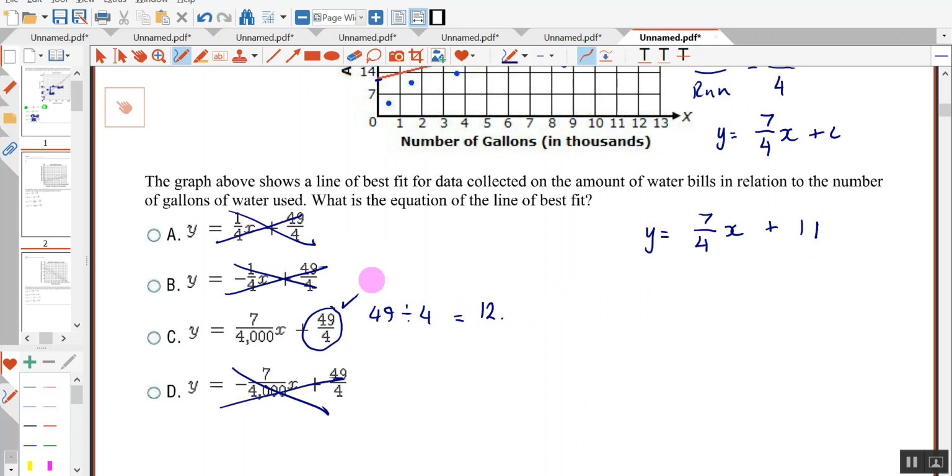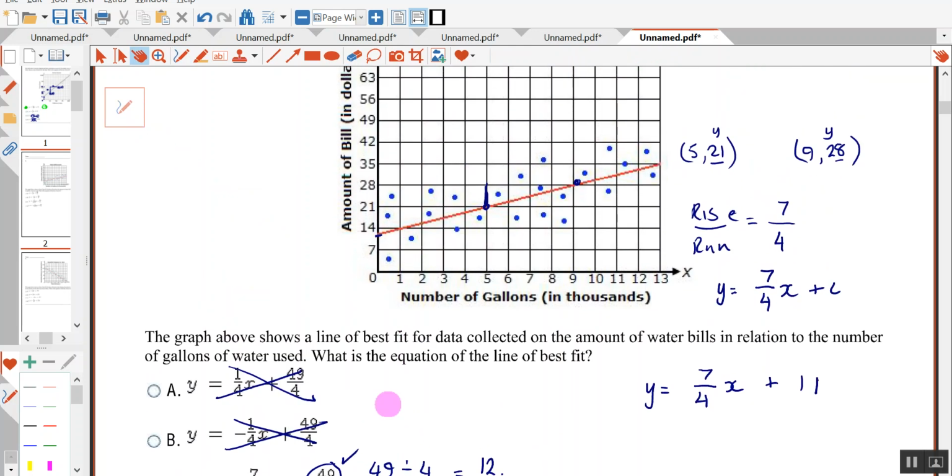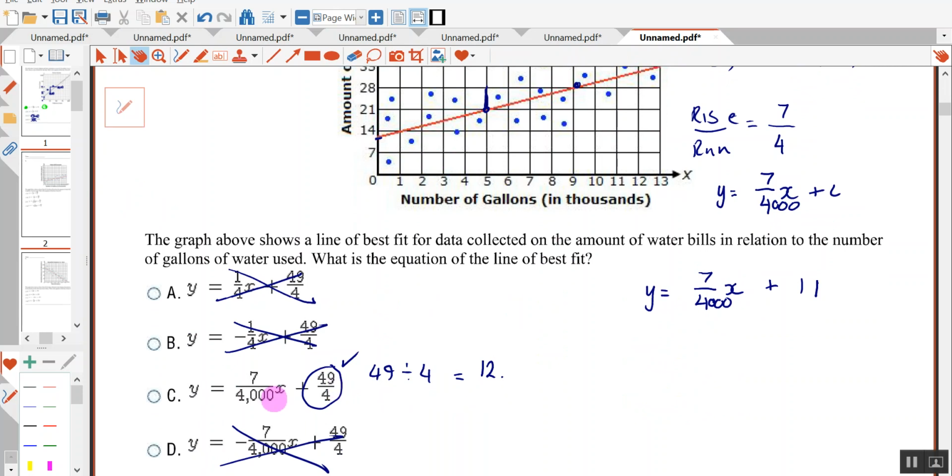But what about the 7 over 4? Why 7 over 4,000? Niall, have you spotted it? Yeah, there you go. It's in thousands. So instead of it being 5 and 9, it's actually 5,000 and 9,000. So actually, we're all good. That should have been 5,000 to 9,000, which makes 4,000. And then we were trying to read this off, but we're all good now. We think it's that one, right? We're all good. We think so.